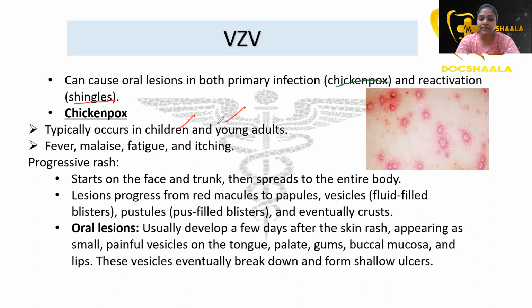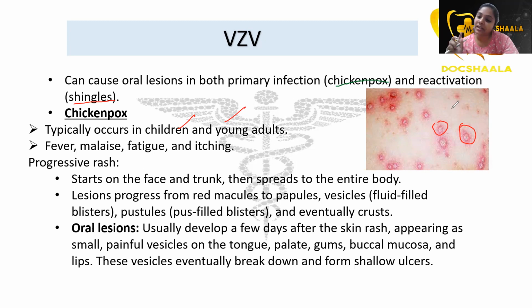So fever, malaise, fatigue, and itching are present. These are the typical lesions which are seen in chickenpox. You can see crusted lesions, right? There will be a progressive rash. That is, the rash starts in one place and then it progresses to the entire body. The rash starts primarily on the face or the trunk region. Then it spreads to the entire body.